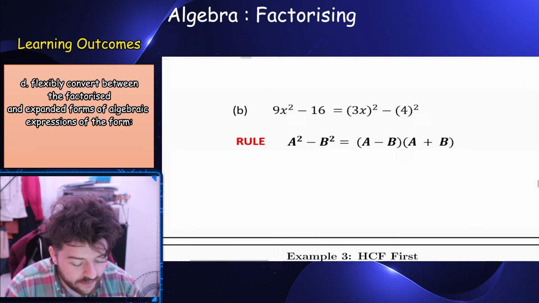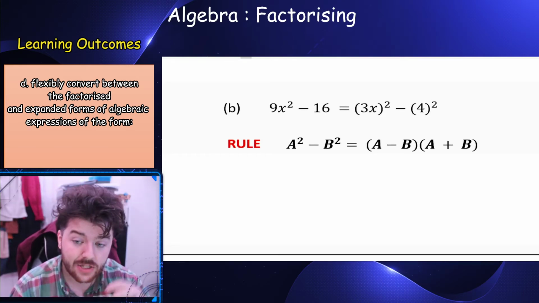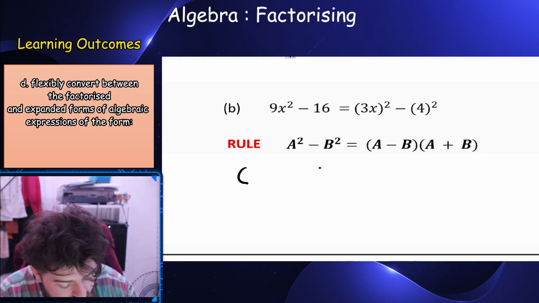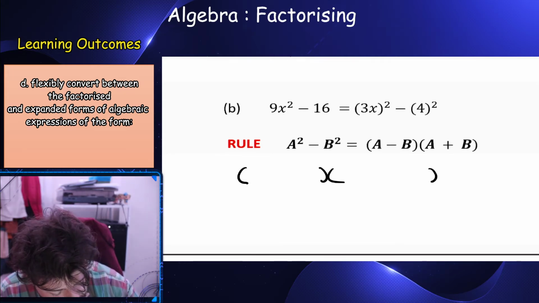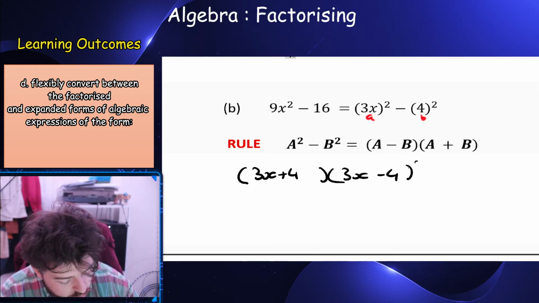Same here. I have 9x squared minus 16. Well, 9x squared can be written as 3x all squared, and 16 can be written as 4 squared. So open my brackets here. So a is equal to 3x, that's a, that's b. So I have 3x plus 4, 3x minus 4. And that is my solution.